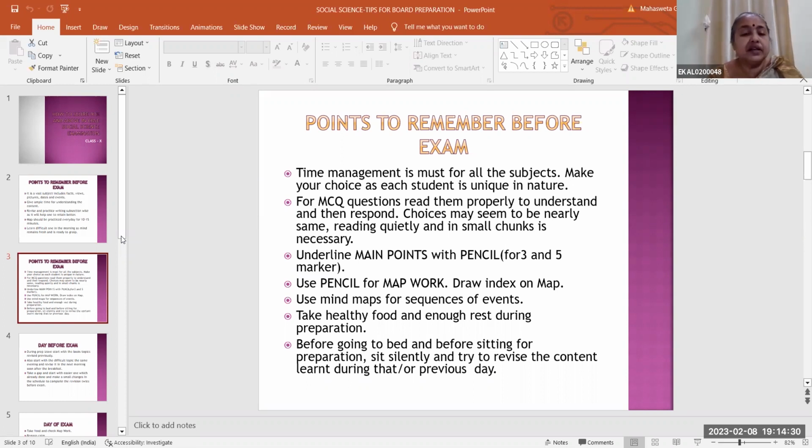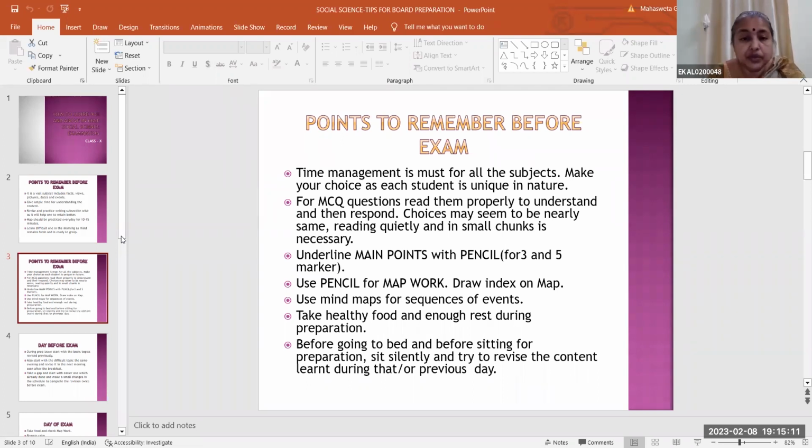When you are writing 3 marker and 5 marker answers, please underline the main points with a pencil. Underlining main points will help the examiner find out what you want to express. And as I already told you, for a 2 marker, do not write only 2 sentences, write the whole content that you know. For 3 marker and 5 marker also, especially 3 marker, give 4 or 5 points, so that the examiner will not be able to reduce your marks. For a 5 marker, make an introduction paragraph and a concluding paragraph. That will be more helpful to get very good marks.